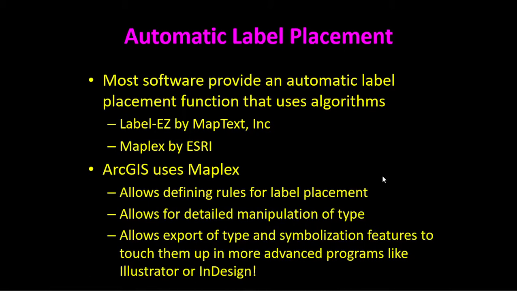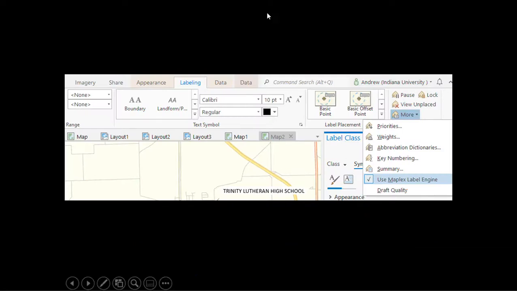And then further, you can export it into other, more advanced programs for those of you who are top-notch graphic designers, especially using computers and digital designing. And if you go to labeling in ArcGIS, over here in More, you'll see the Use Maplex Label Engine. You'd want to make sure that's checked for that to work here in ArcGIS.